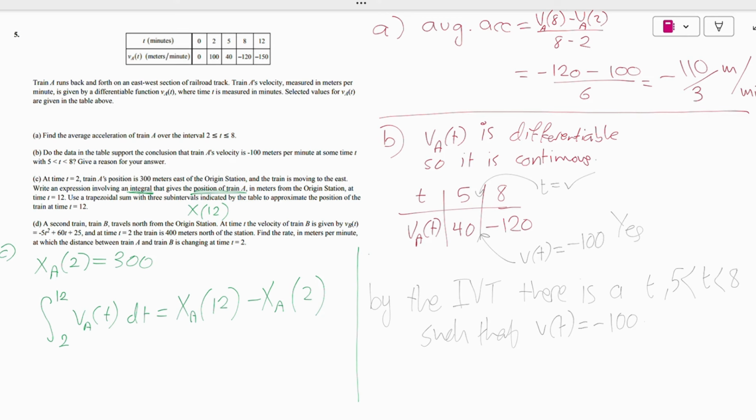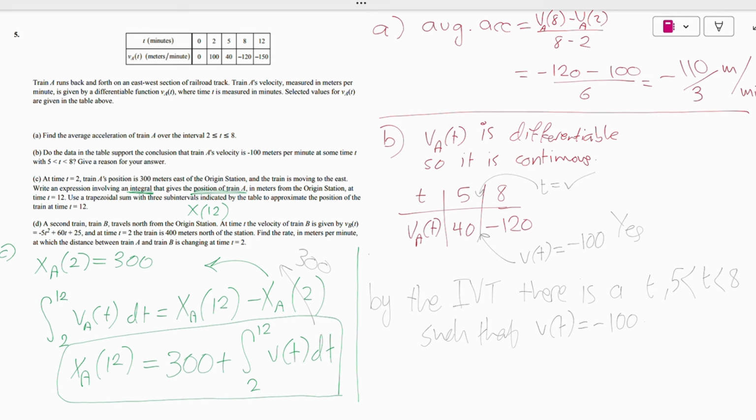Fundamental theorem of calculus. So get this to the other side, to isolate XA of 12. Not x prime, sorry, XA of 12 equals XA of 2, which is given as 300. So get it to the other side: 300 plus the integral from 2 to 12 of v of t dt. This is the first part of the answer.